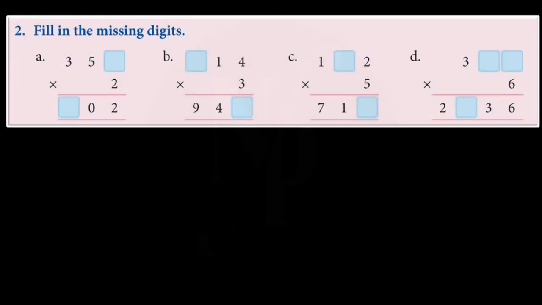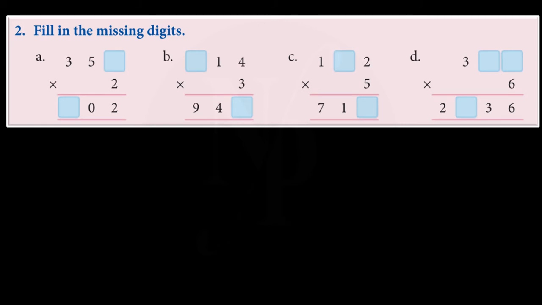Now let us move to the next question, number 2. Fill in the missing digits. Here we have 4 questions, A, B, C, D, and all 4 are multiplication problems in which some digits are missing. We have to fill these spaces or boxes by writing the correct missing digit. Let us solve these one by one.